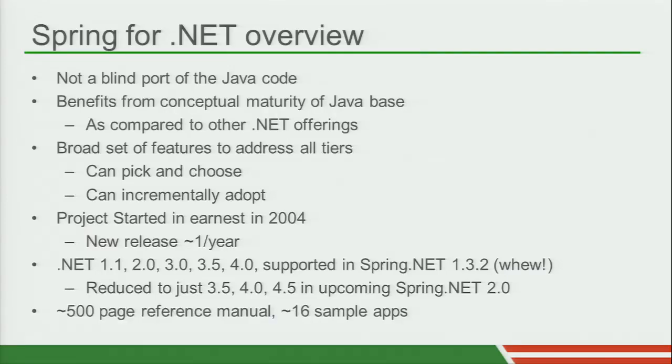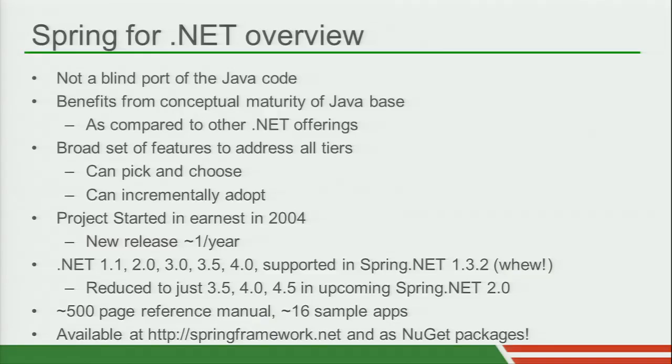It does have a comprehensive reference manual, so not only API reference, but also usability, configuration, all these kinds of things. And it also provides 16 or more sample apps as well, showing different implementations of the framework for different scenarios. The two primary ways to get the Spring Framework for .NET are to go to springframework.net on the web, where you can download the entire thing all as one item.